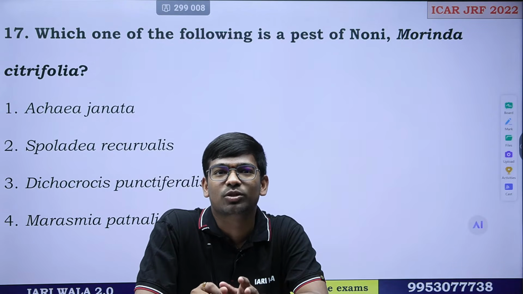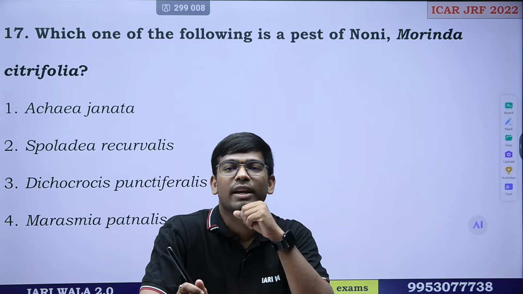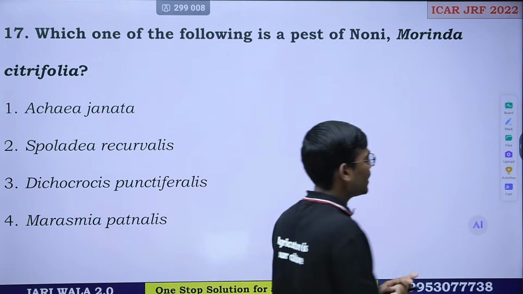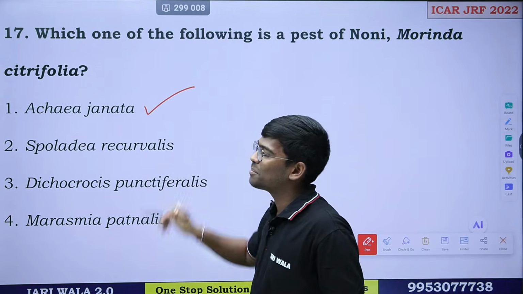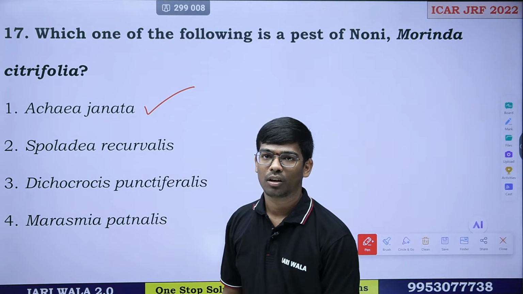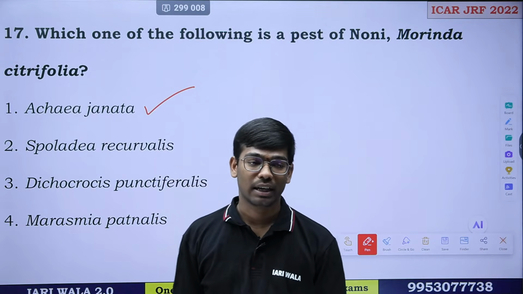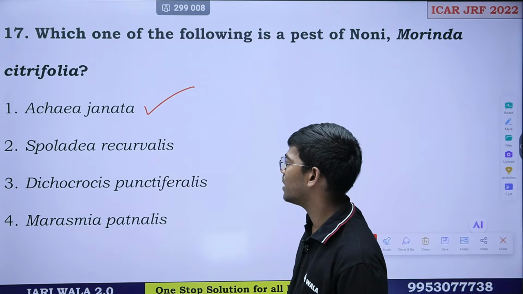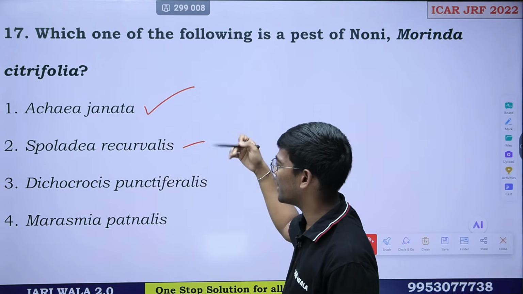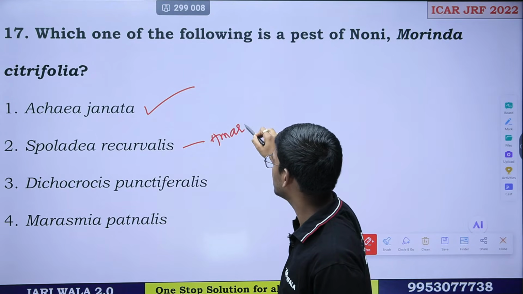Most of the students gave correct answers. It's 1, Achaea janata. It's nothing but castor semilooper, which acts as a secondary fruit sucking moth, and it's important. And the next option, Spoladea recurvalis, that is a pest of Amaranthus, the minor pest.